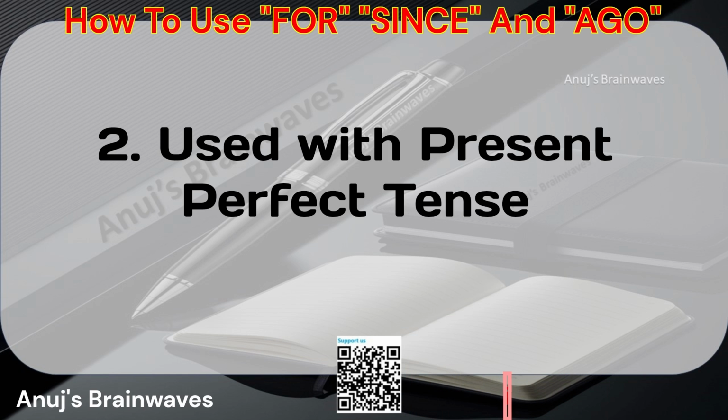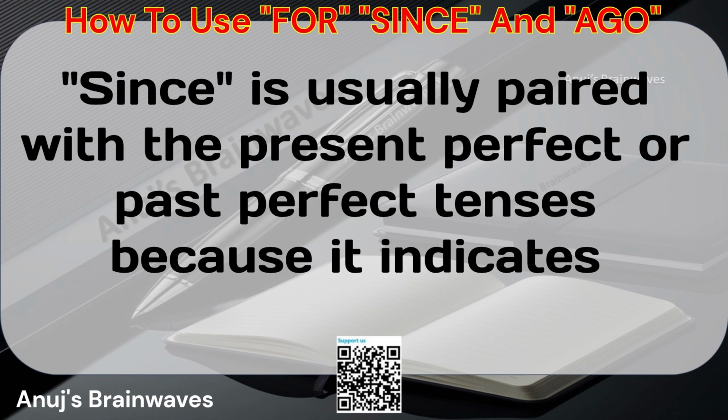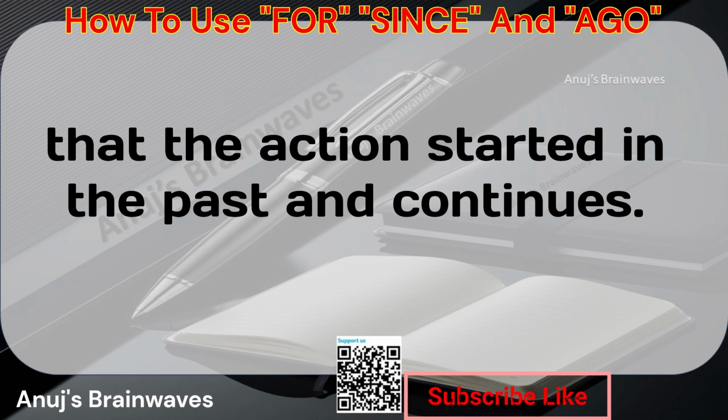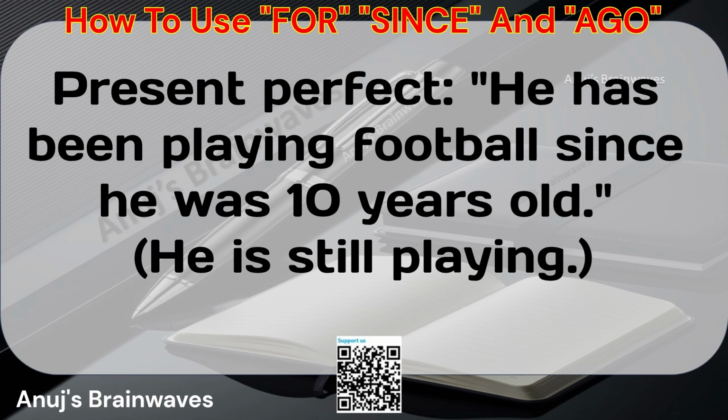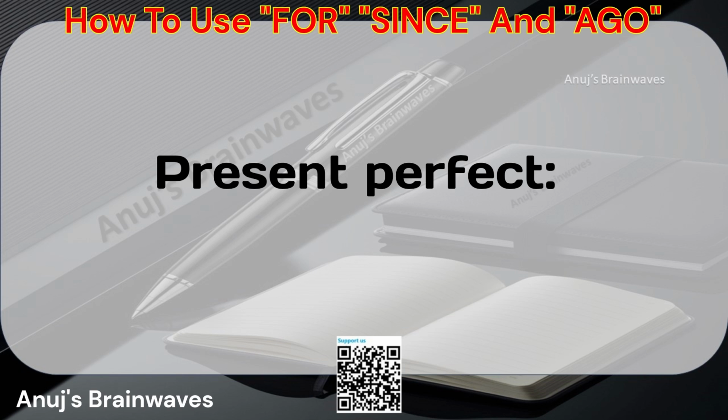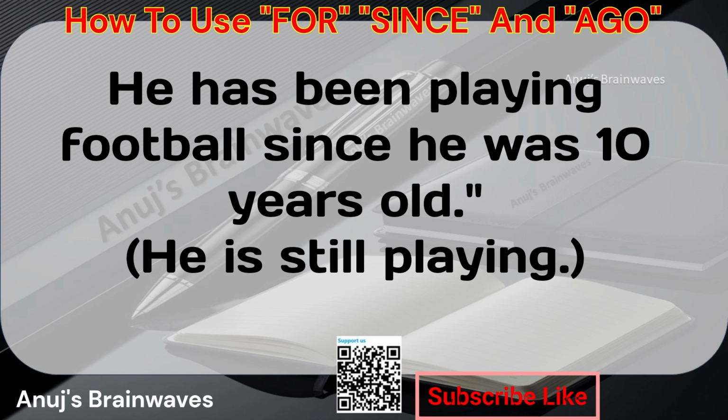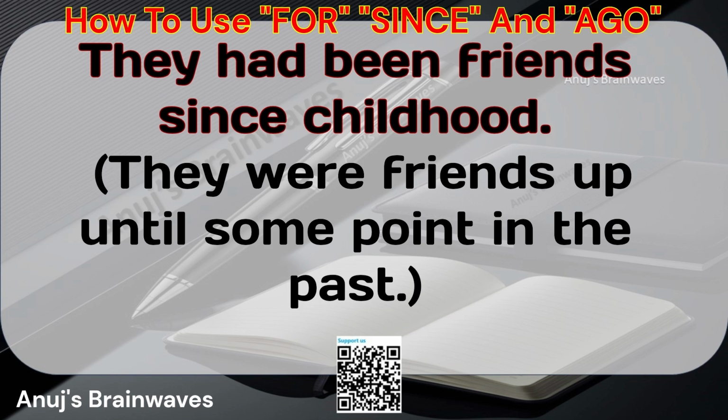2. Used with present perfect tense. Since is usually paired with the present perfect or past perfect tenses because it indicates that the action started in the past and continues. Examples. Present perfect. He has been playing football since he was 10 years old. He is still playing. Past perfect. They had been friends since childhood. They were friends up until some point in the past.